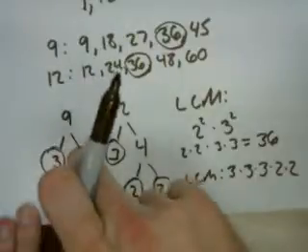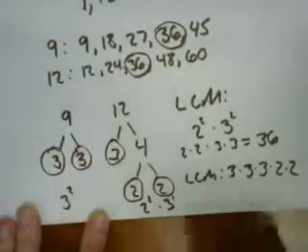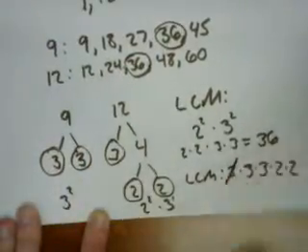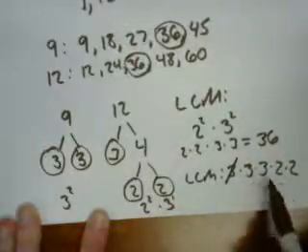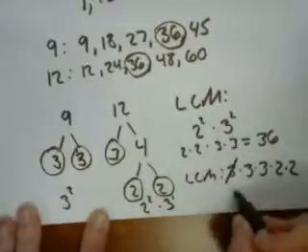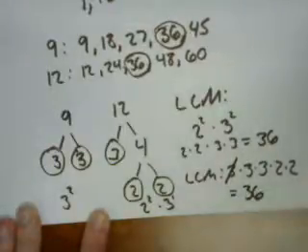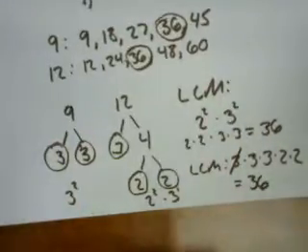So this has a 3, that has a 3, this has a 3. Well, they have one 3 in common, so I have to strike that one out. And then again, I get the same thing as we did above. So 3, 3, 2, 2, which comes together to be 36. So either way will net you the answer.